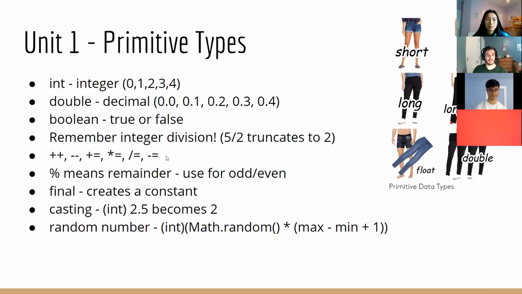A couple extra things when you're declaring a variable. Final creates a constant. So if you have something that's not going to change through the program, you can declare it as final. You probably won't need to do that on the exam, but it's a good thing to remember. With casting, you put the data type that you want to cast to in parentheses before the value that you're trying to cast. Remember that when you're casting to an integer, it truncates it. It just gets rid of all of the decimals after it from a double.